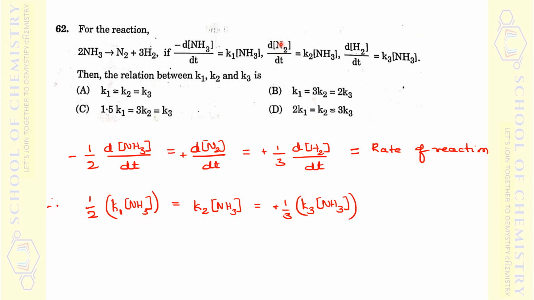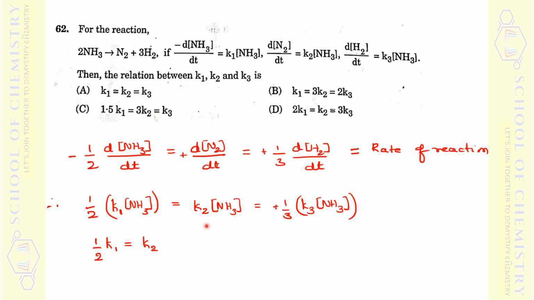Similarly, if you consider d[N2]/dt, it has been given straight away as K2 into the concentration of NH3, and that has been written as it is. Then further, if you consider d[H2]/dt, they say that it is K3 into [NH3]. Just this d[H2]/dt part has been replaced with K3 into [NH3]. This 1 by 3 has been kept as it is. Now we may have to simplify this equation. First, if you consider these 2 equations and compare them, [NH3] is the same and can be cancelled out. 1 by 2 K1 will be equal to K2.